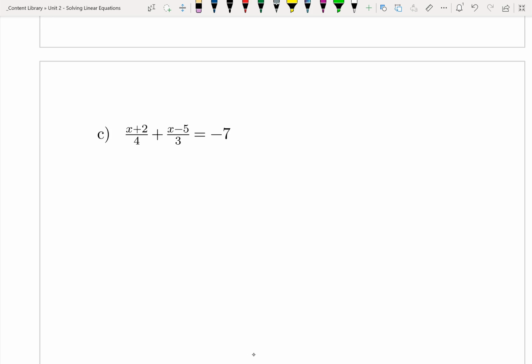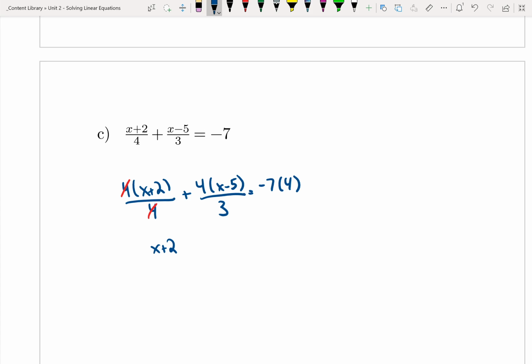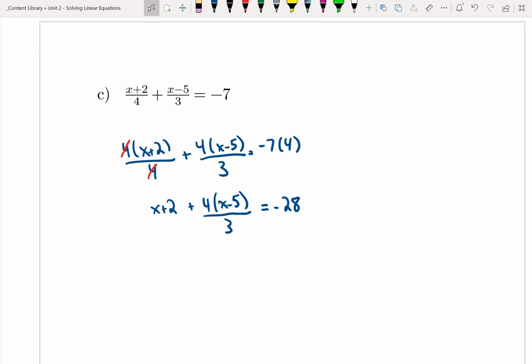So same idea. If I want to get rid of, say, the first fraction, I need to multiply everything by the denominator. So I'm going to multiply the first one by 4, x plus 2. We're still dividing by 4. Now, because we have something else on the same side of the equal sign, I still have to multiply that by 4 as well. And I have to take that -7 and multiply it by 4 as well. So when I simplify this, those 4's are gone. I'm left with x plus 2 plus 4 times x minus 5 over 3 equals -28.